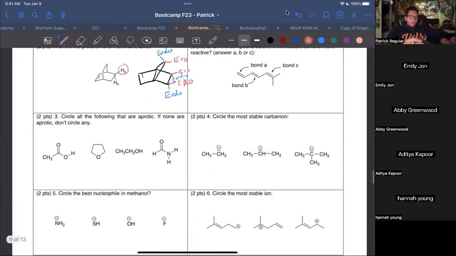Circle all the following that are aprotic. If none are aprotic, don't circle any. Well, the protic atoms are always going to be on an oxygen or a nitrogen, right? So, look, you have hydrogen on an oxygen. That's protic. That's a carboxylic acid, that's vinegar, acetic acid. Here you have oxygen. It's an ether, no hydrogen attached. Here you have ethanol.